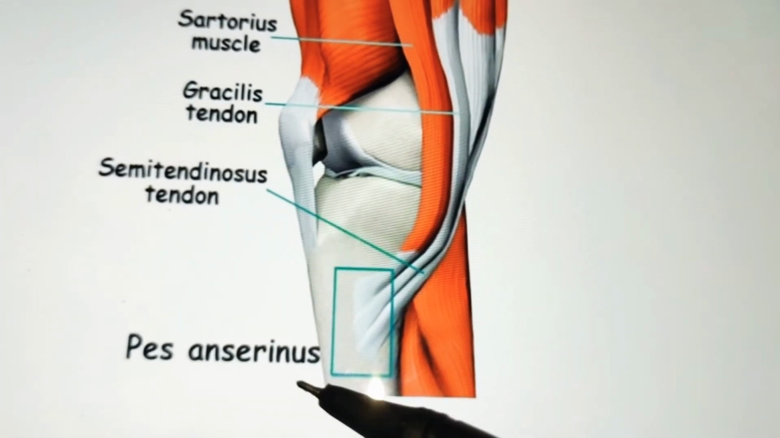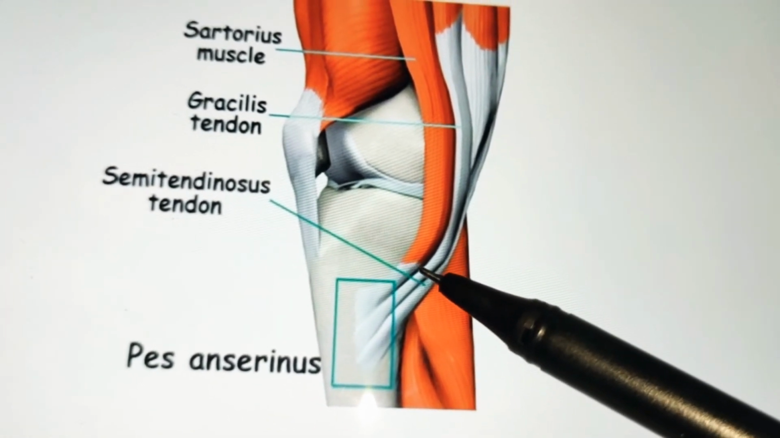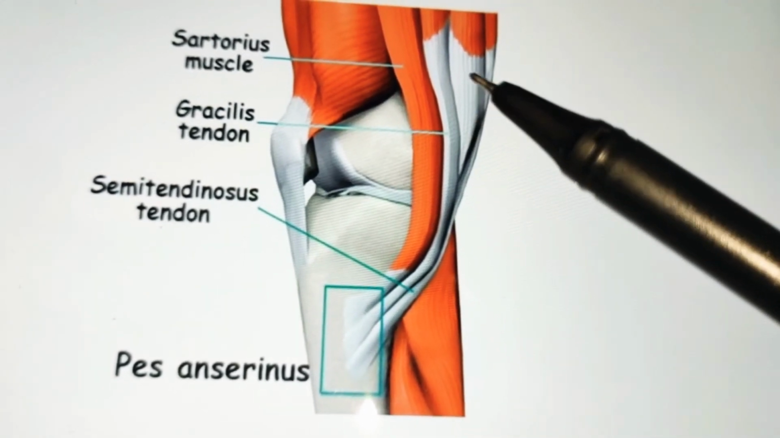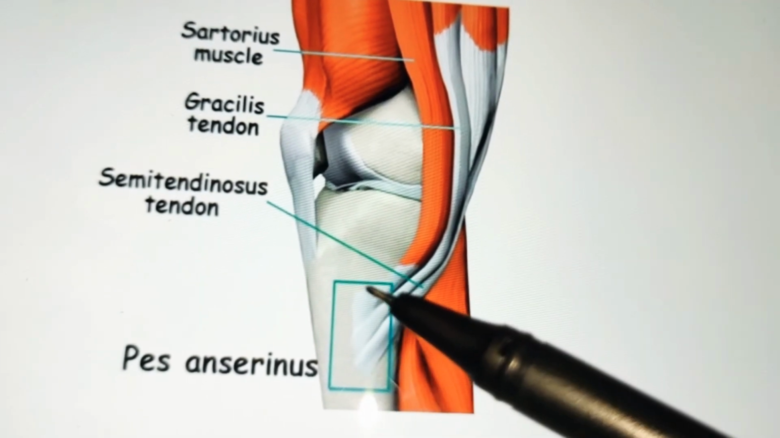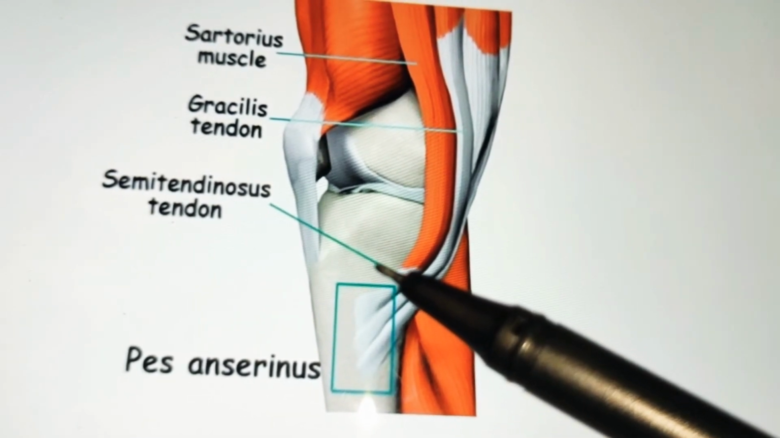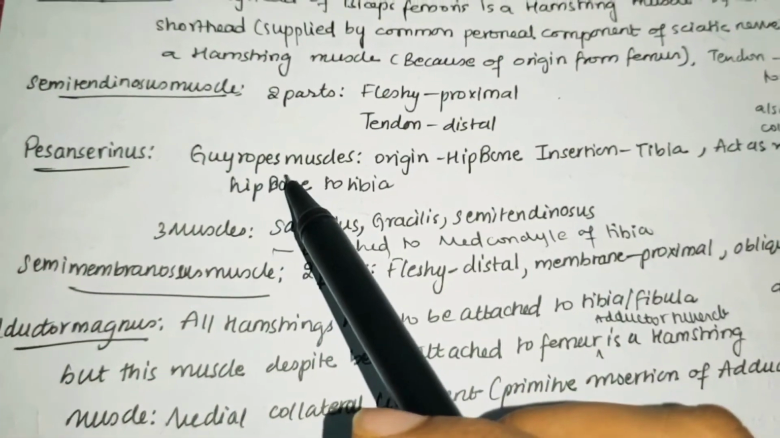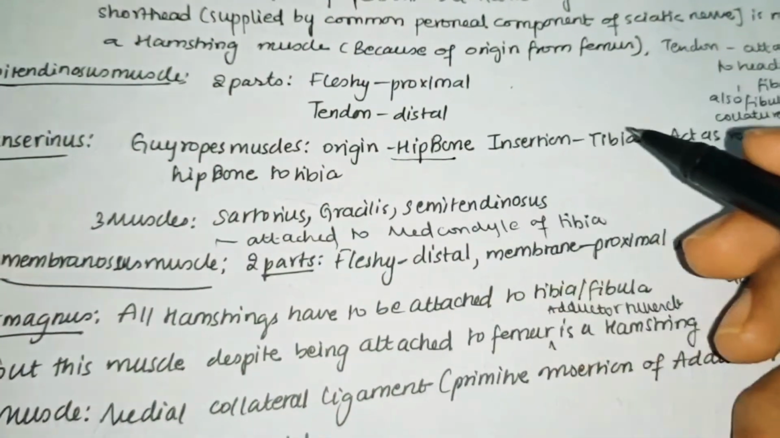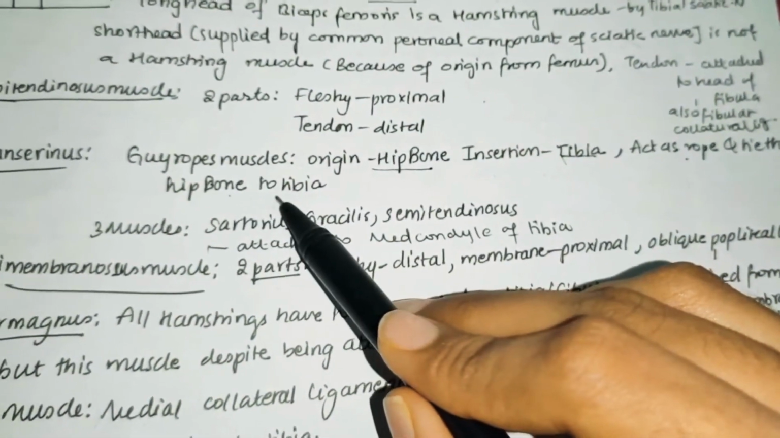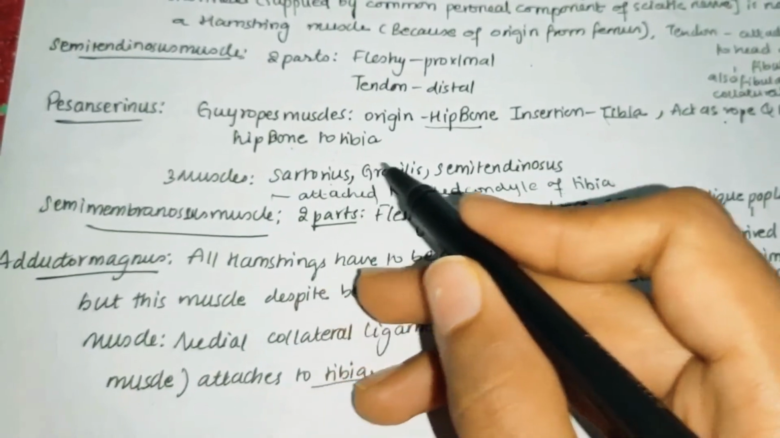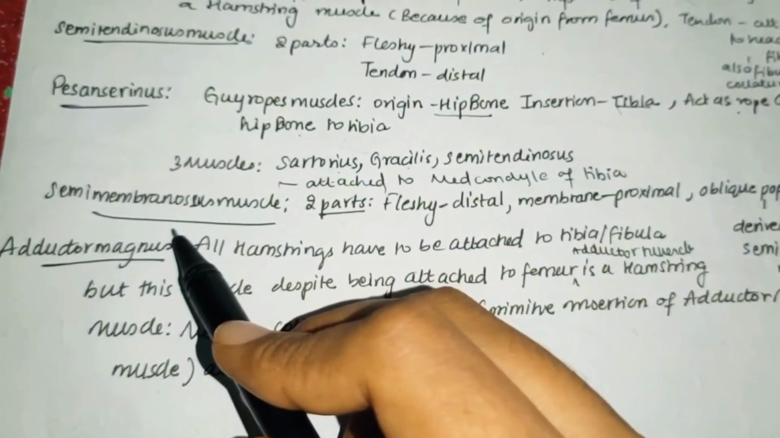Here you can check out the pes anserinus muscles. Actually there are three muscles. You can see the semitendinosus tendon, gracilis tendon and sartorius muscle tendon. So these three muscles together form the pes anserinus, which is attached on the medial side of the tibia. You can see the theory here. This pes anserinus is also called the guy ropes muscle, because they originate from the hip bone and insert on the tibia, and these three muscles act like a rope and tie the hip bone to the tibia, okay. So what are those three muscles? Sartorius, gracilis, semitendinosus.